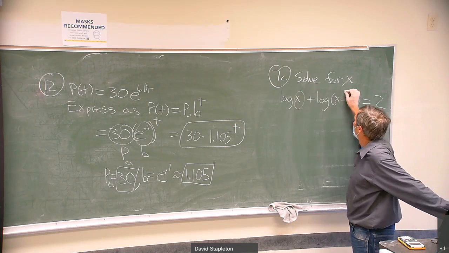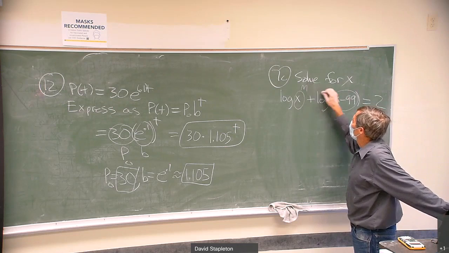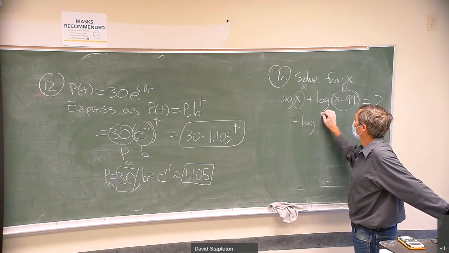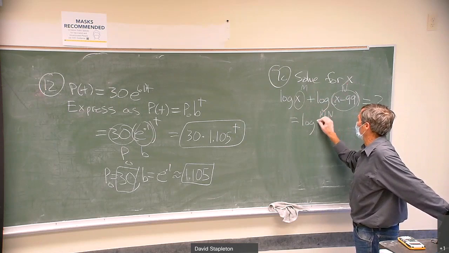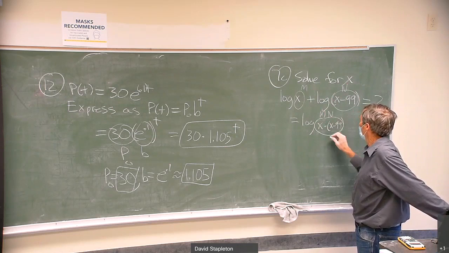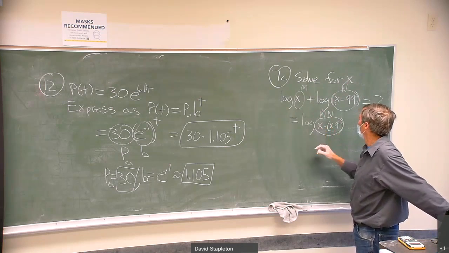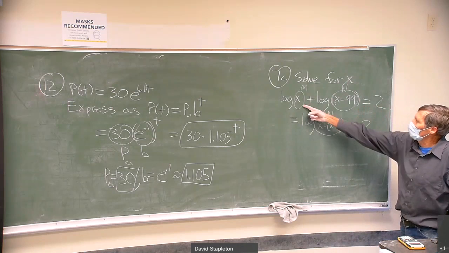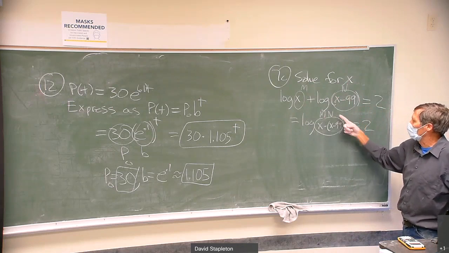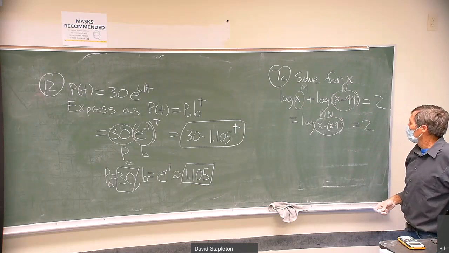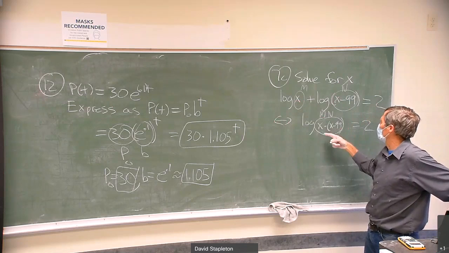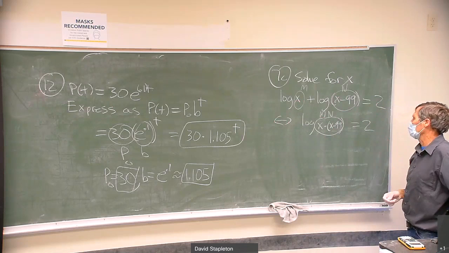Logarithm of m plus logarithm of n is the logarithm of m times n, right? The sum of logarithms is the logarithm of the product. So you take x times x minus 99. Log of x times x minus 99 is equal to 2. I just combine the logarithms: log m plus log n is equal to log of m times n. Now the left side is this, the right side is still 2.